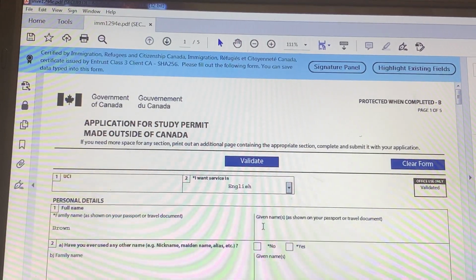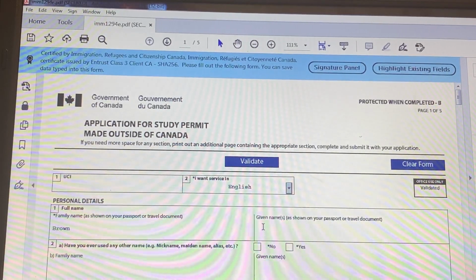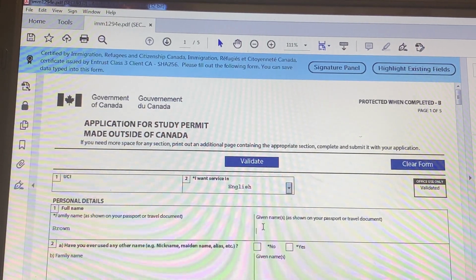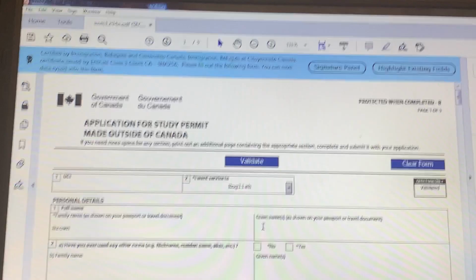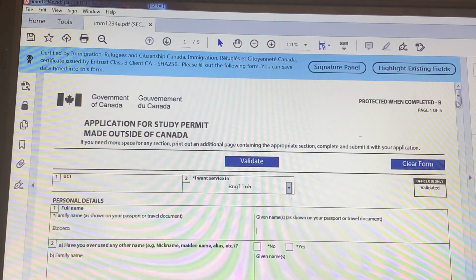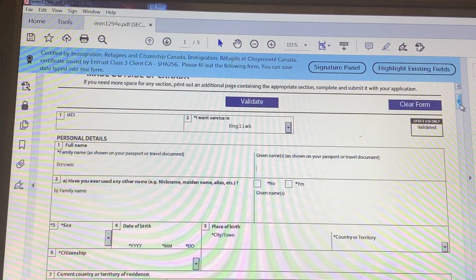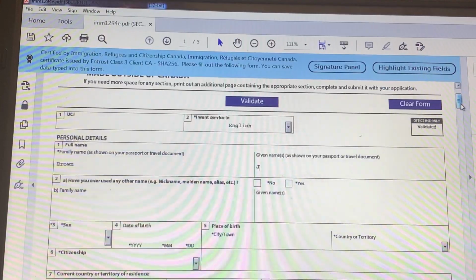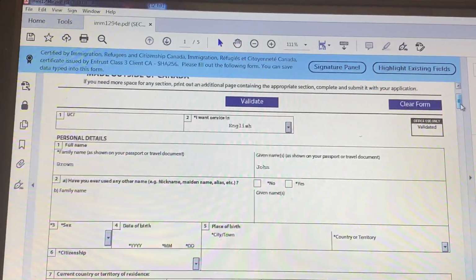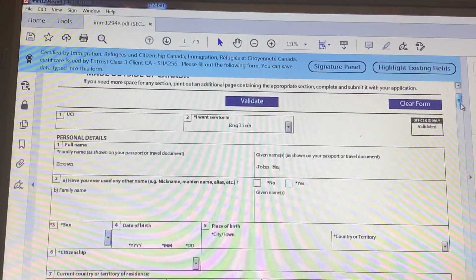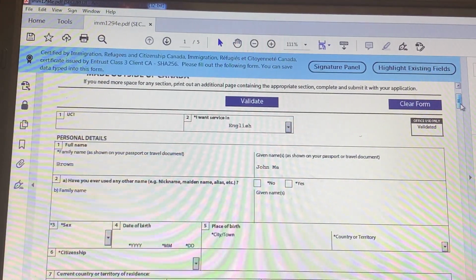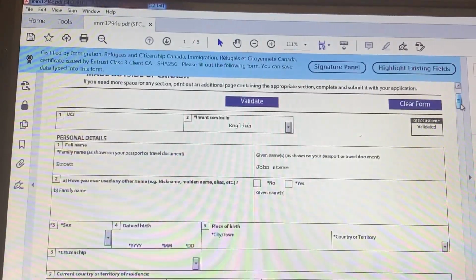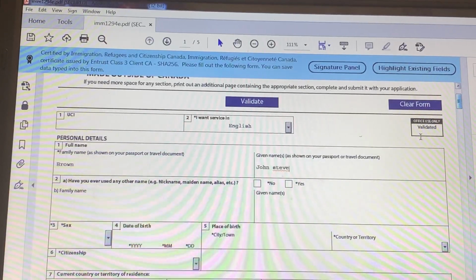Okay, the given name, guys, is often referred to as your first name and your middle name, as shown in your passport or travel document. So whatever name is in your passport underneath given name is what you're going to be putting in this section right here. In this case, my given name is John, my first name based on my passport, and my middle name can be Steve. My name is Mr. John Steve Brown. Oh my God, that's the best name I could come up with. Moving on, guys.